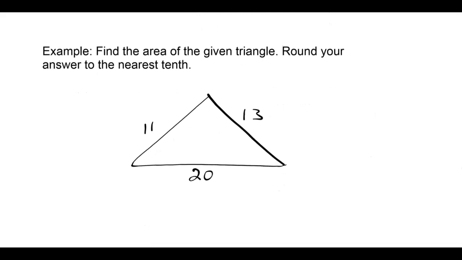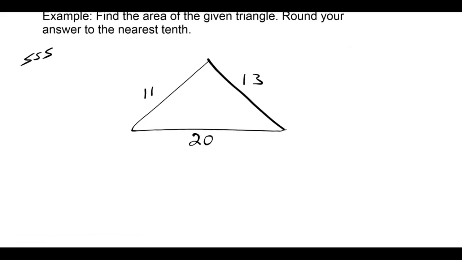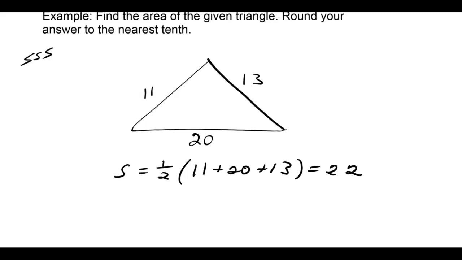This is very easy to use. So in this example, we're given a triangle where we know the three sides. We do not know any of the angles. We do not need to know any of the angles. We'll round our answer to the nearest tenth here. So the first thing we need is the half perimeter, and it's equal to 1/2 the sum of 11 plus 20 plus 13. That's 31 and 13, which is 44, and half of 44 is 22.